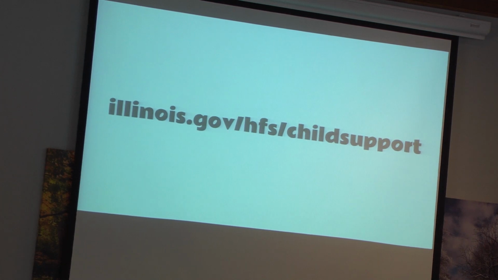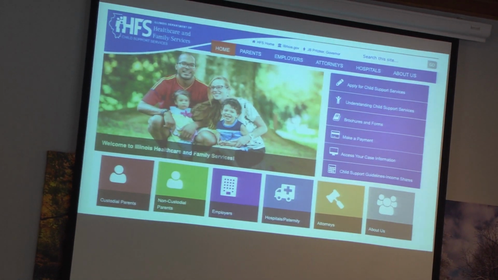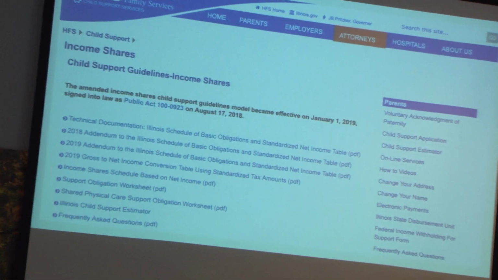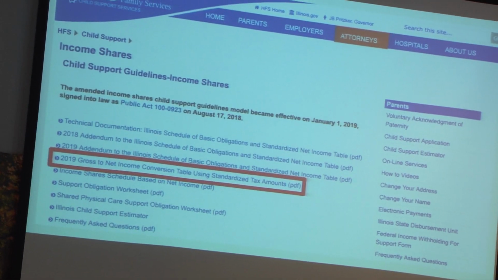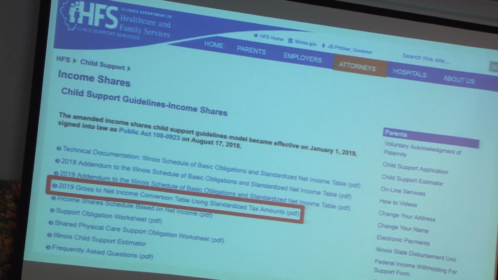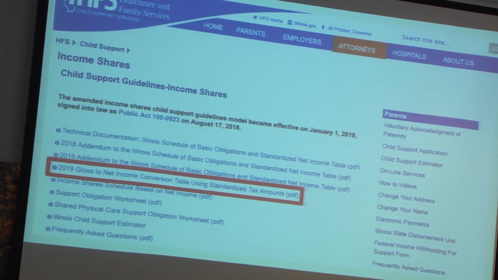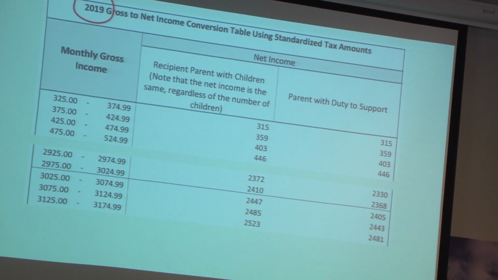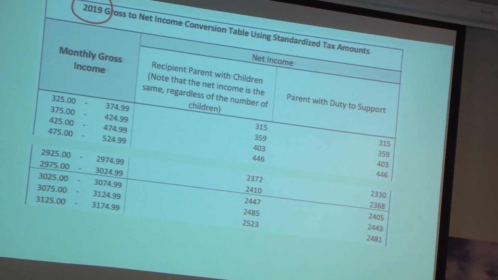So we're going to go to HFS's website. It looks like this. You're going to click on the button down here. It's going to take you to this page with all the child support information on it. And we're going to go to the gross to net tables. And they just issued brand new tables in March. So make sure you have the most up-to-date tables. This is what it looks like. I've circled 2019 in the top left-hand corner because you need to make sure you're using the right tables.